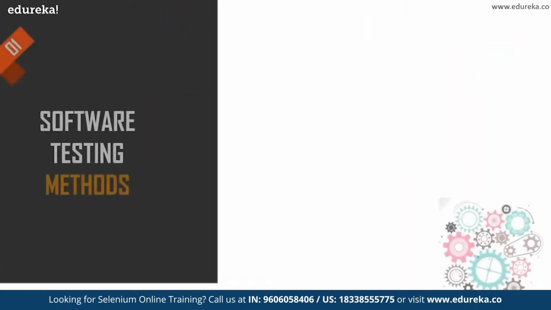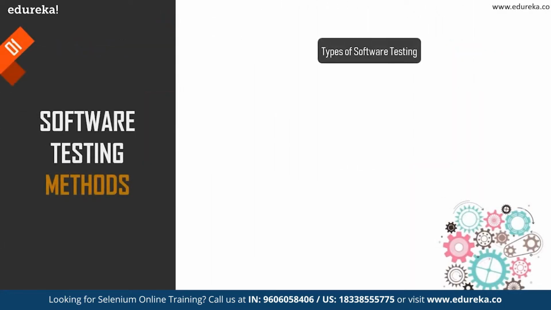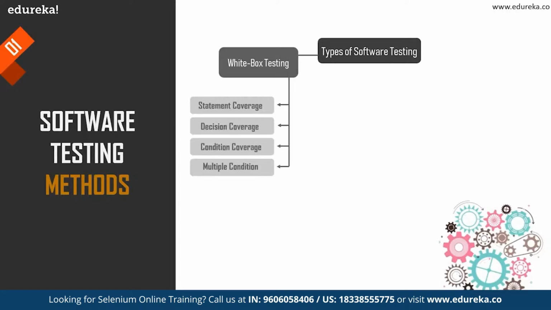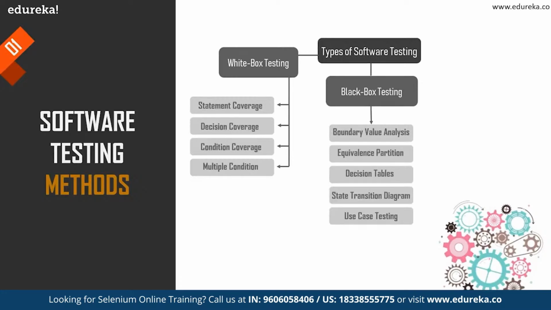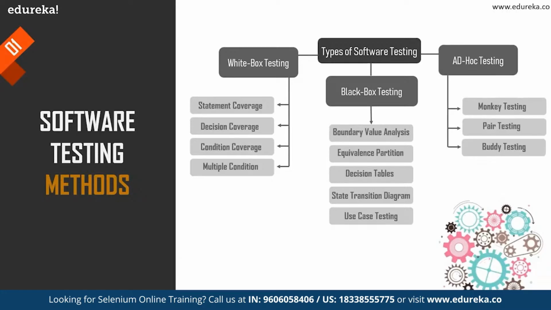Each of these methods that we discussed just now, I mean white box, black box, and ad hoc testing, has multiple techniques coming under these categories. For example, under white box, you have statement coverage, decision coverage, condition coverage, and multiple condition coverage. For black box testing, you have decision tables, use case testing, state transition diagram, BVA, which is nothing but boundary value analysis, and equivalence partitioning. And under ad hoc testing, we have pair testing, monkey testing, buddy testing, and much more. If you want to know more about any of these techniques, you can refer to the software testing methodologies and techniques video or blog in the Edureka playlist.